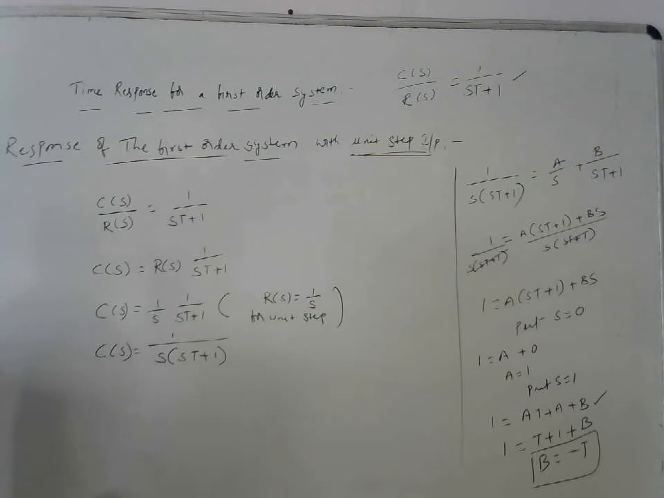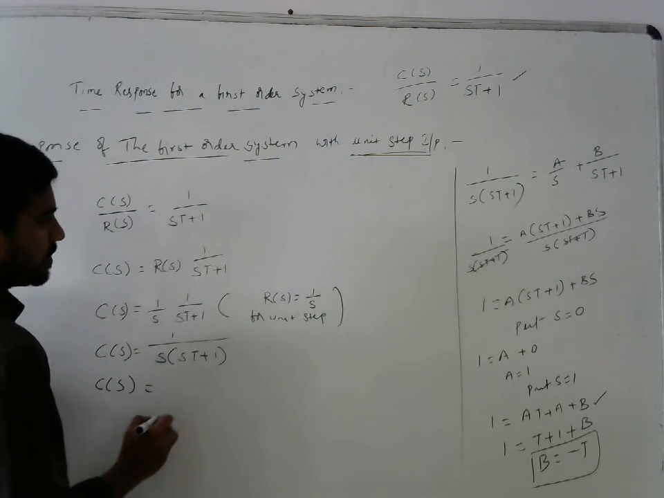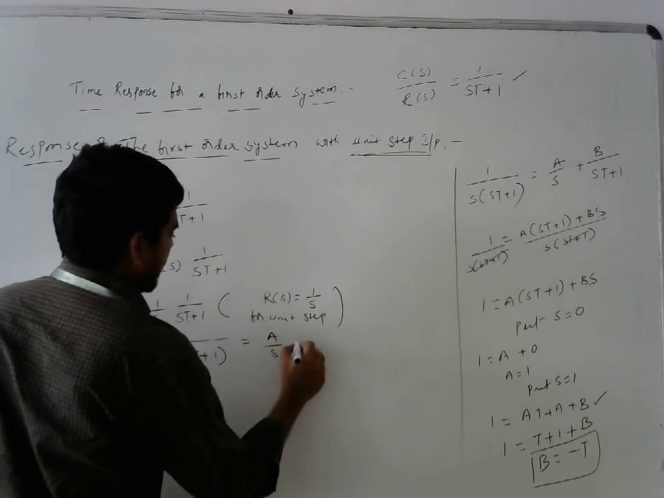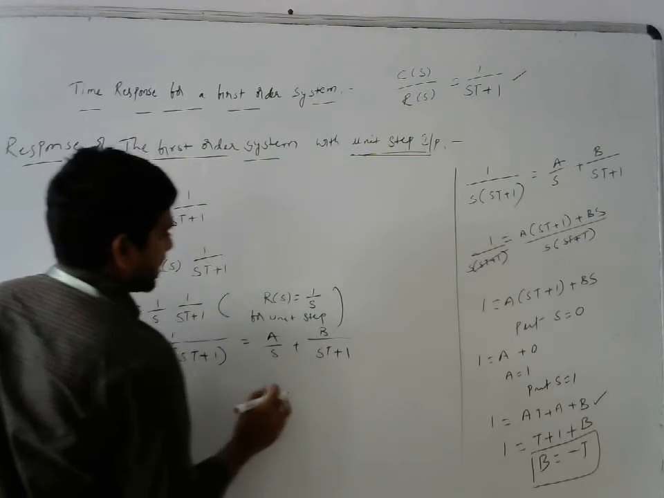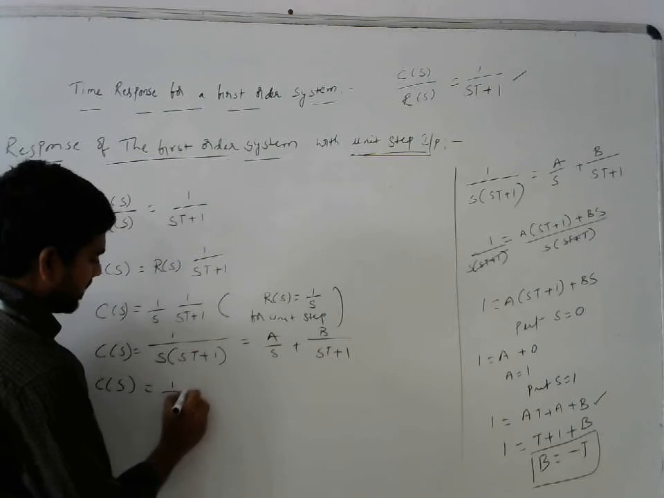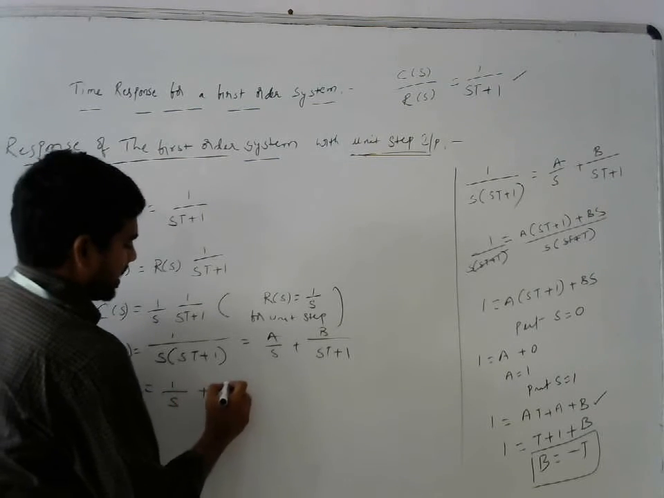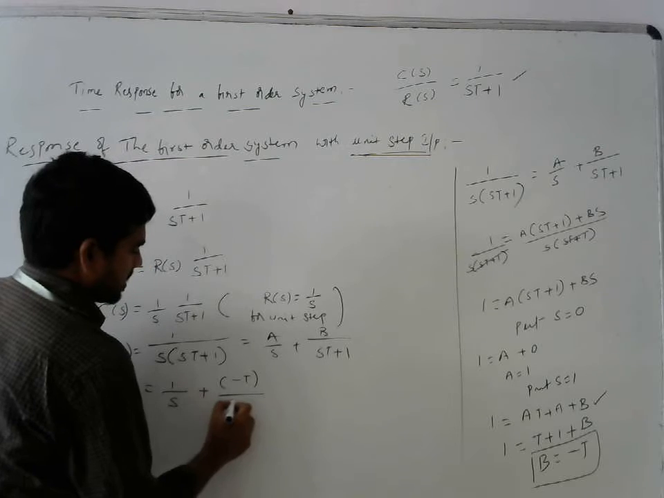Now we need to substitute that value. So C(s) is equal to what we are going to get? We can write it as A by s plus B divided by (sT plus 1). Now in the place of A we get 1, so 1 divided by s plus, in the place of B, minus T divided by (sT plus 1).